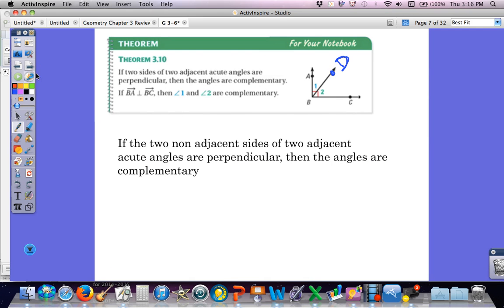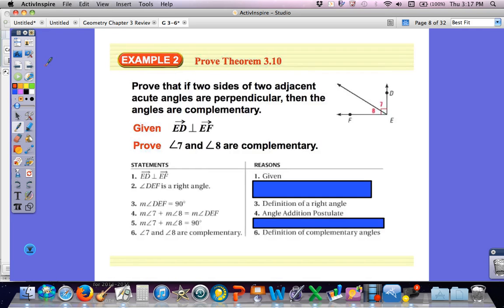Theorem 3.10. I feel like this says two non-adjacent sides, not just two sides, because of the non-adjacent sides. If we look here at ray BD, I put that point in, that would be the adjacent side. So obviously these are going to add up to 90 because they are on the interior of the 90-degree angle. They asked you to go ahead and prove theorem 3.10.